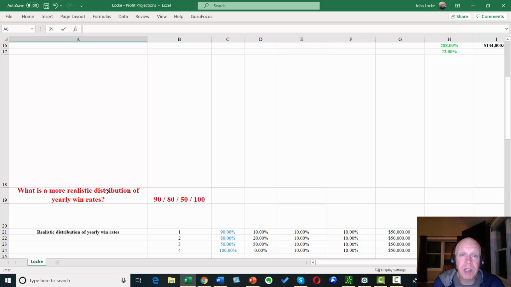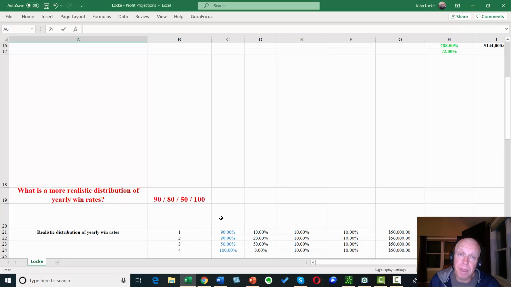So a more realistic distribution of our win rates, for example, we might have a 90% win rate in year 1, and then in year 2 maybe we'll have an 80% win rate like we would normally do, and then in year 3 perhaps we'll have a 50% win rate, and then perhaps in year 4 maybe we'll have a 100% win rate.